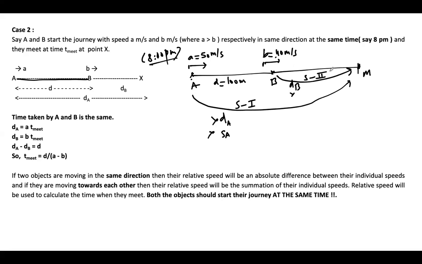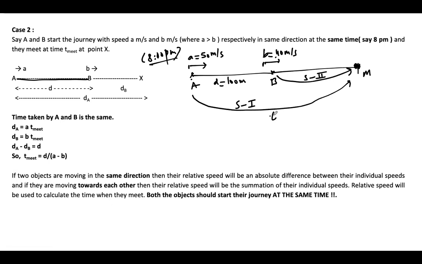Now imagine A is also wearing a watch, B is also wearing a watch, and they start together. Whenever they meet, if they both see their watches, they will tell them the same time, let's say 8:15. So A has traveled for 15 minutes, B has also traveled for 15 minutes. What is constant here in both scenarios? Time is constant. Very good.